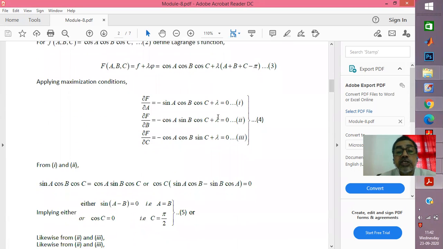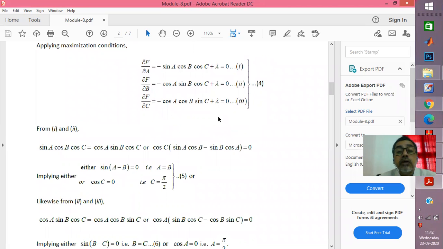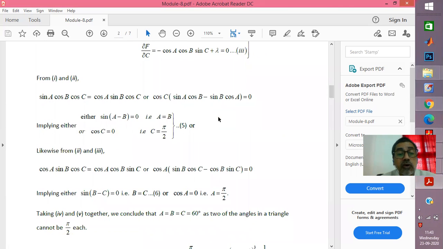Set up the partial differential equations and then equate them to 0, and then solve for the decision variables A, B, C. You get A is equal to B is equal to C. When you substitute this in the constraint equation A plus B plus C is equal to pi, we get A is equal to pi by 3, B is equal to pi by 3, C is equal to pi by 3. That means when the triangle is an equilateral triangle, then we get the maximum for the function cos A cos B cos C, and that turns out to be 1 by 8, because cos 60 degrees is 1 by 2, so 1 by 2 into 1 by 2 into 1 by 2.